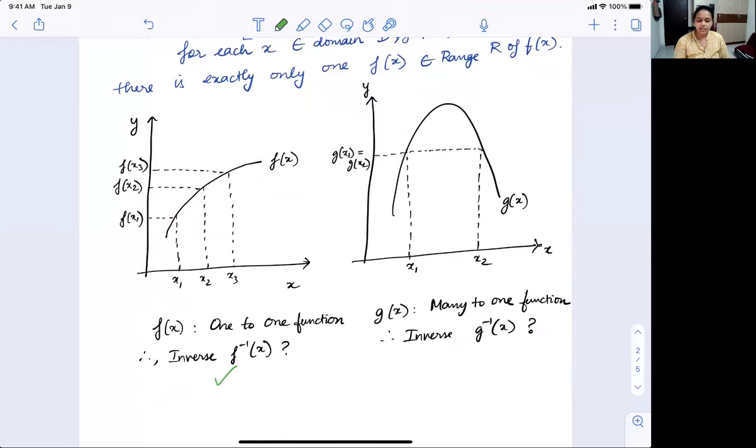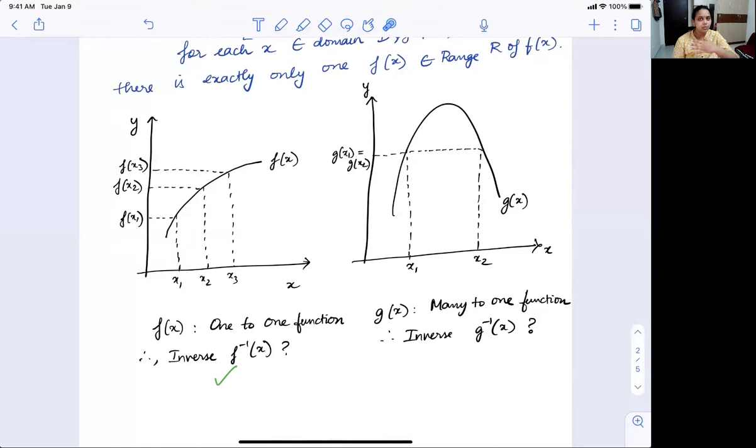Yes, an inverse exists. Whereas on the other side, if you look at this graph here, for x1 you have the output g of x1, and for x2 you have g of x2. So the same y value is generated by two different inputs. This is still a valid function, but it's no longer a one-to-one function, it's a many-to-one function. Many inputs map to one output.